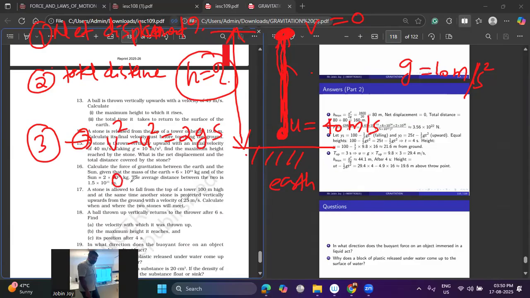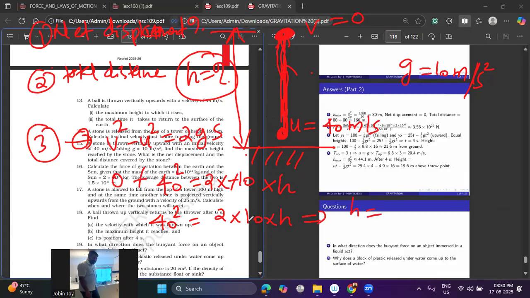So final velocity is 0. So 0 minus 40 square is equal to 2 into, here I'm throwing this stone upwards, so acceleration will be minus 10 into S. S means this distance. So this much height this stone will reach. So that means S will be H. So this minus cancels. So 40 square is equal to 2 into 10 into H.